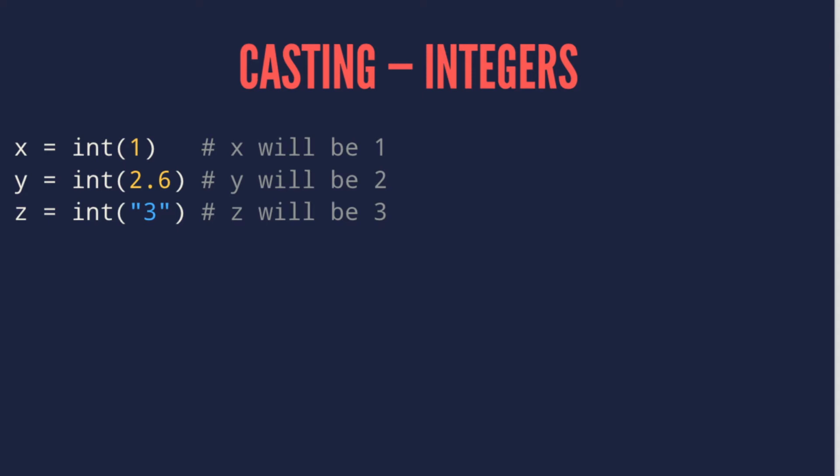So the first example here, we've got x equals int(1). So x will equal 1 because 1 is already an integer. Then we look at the next one, y equals int(2.6). 2.6 is a float, but because we're casting it to an int, it'll just drop everything after the decimal point and just become an integer. So that's 2. And z equals int("3"). And we're casting to an integer, it'll get rid of the quotes and it'll just make it an integer and make it 3.